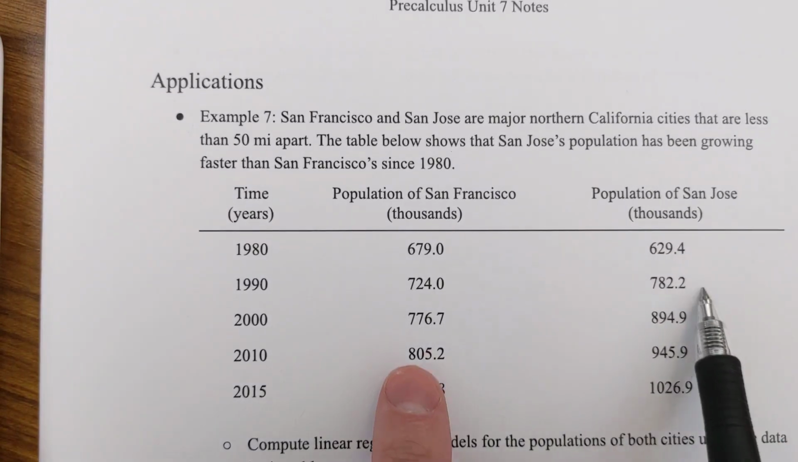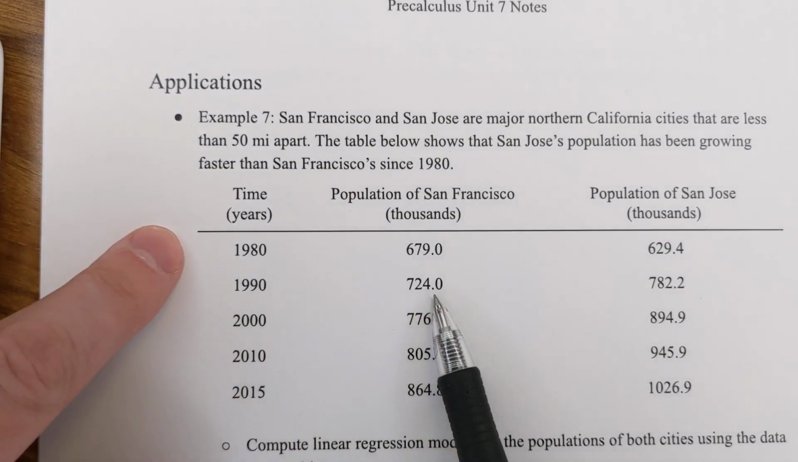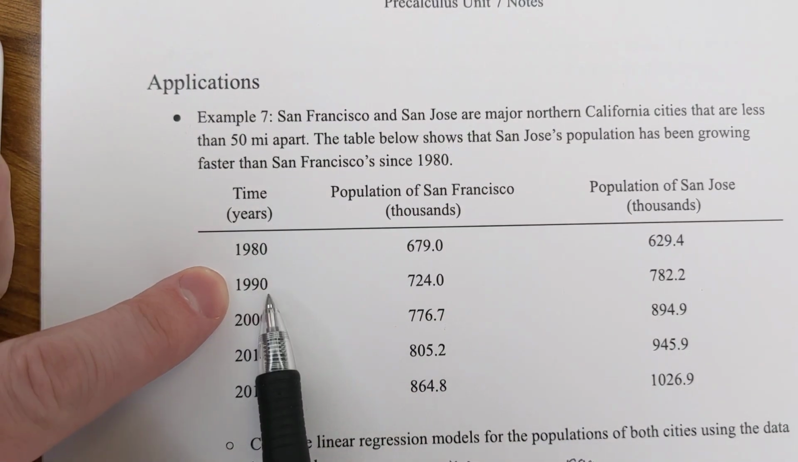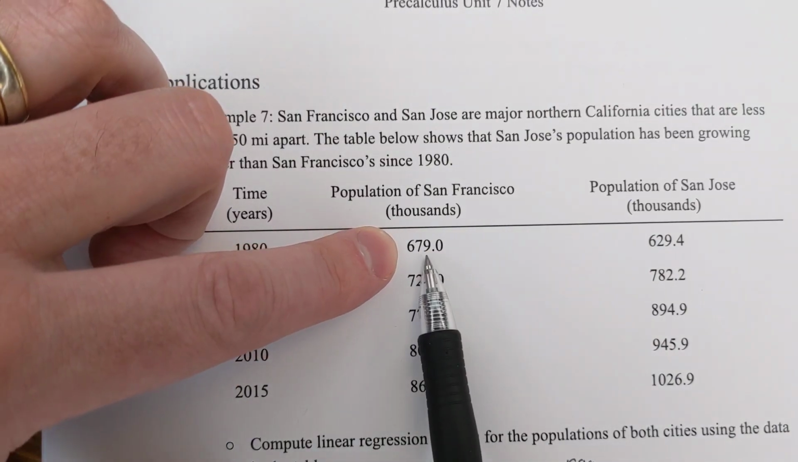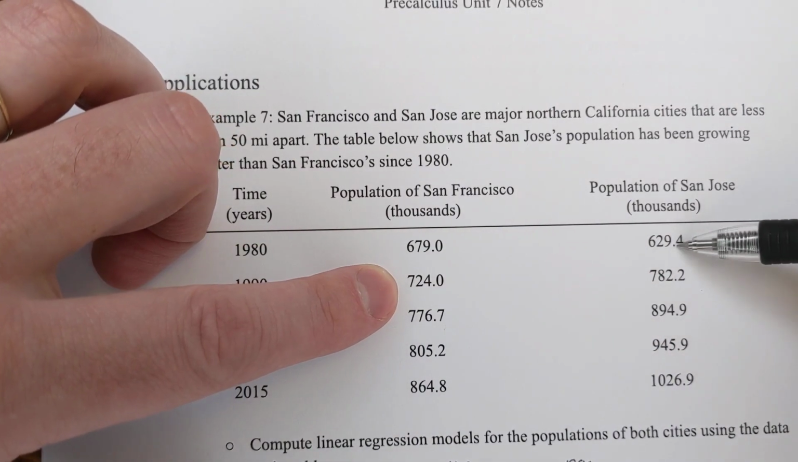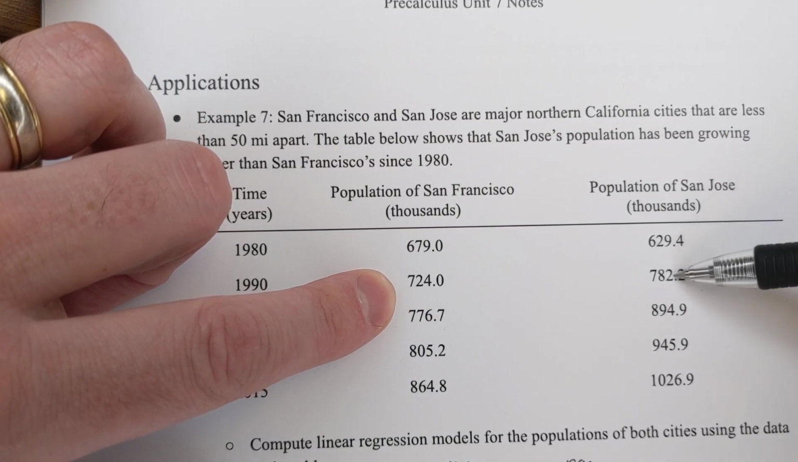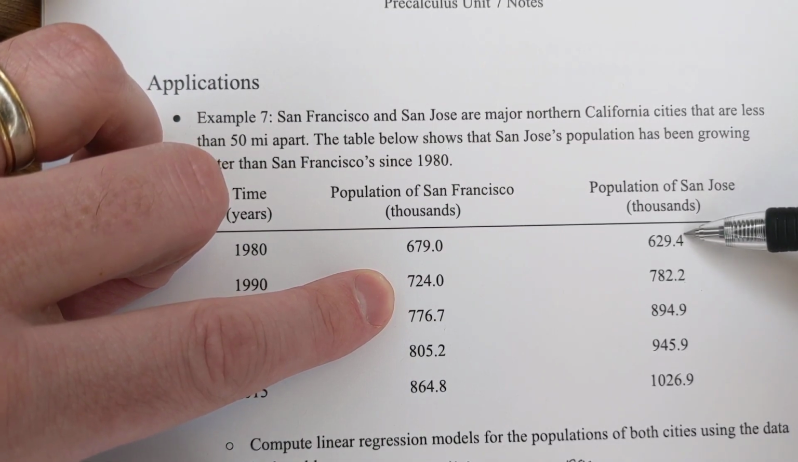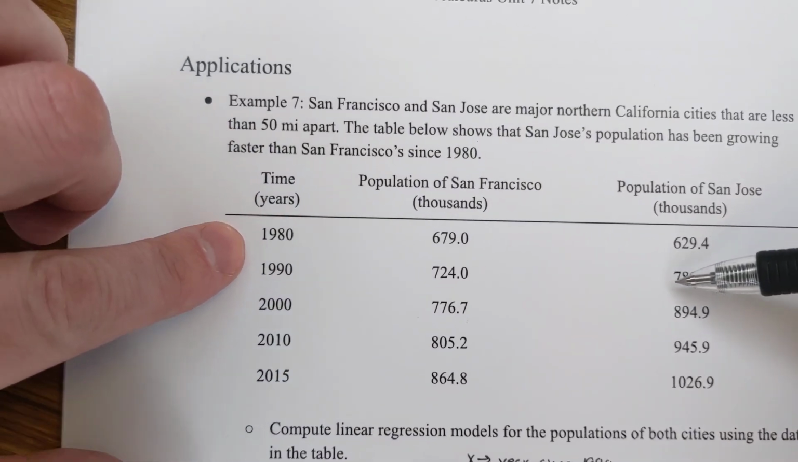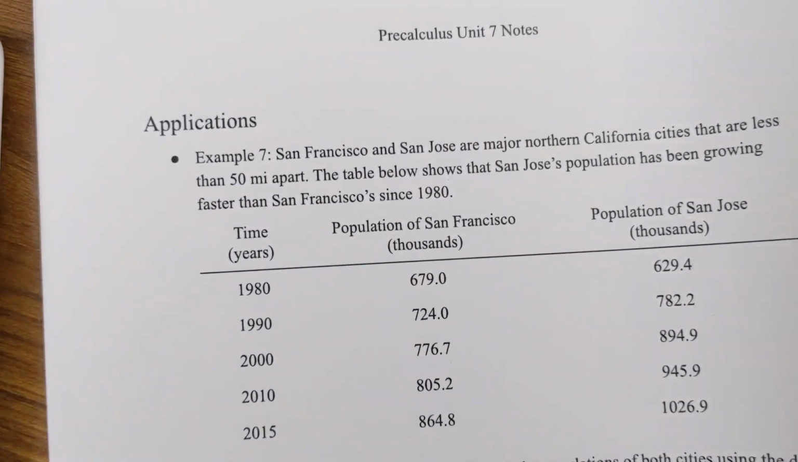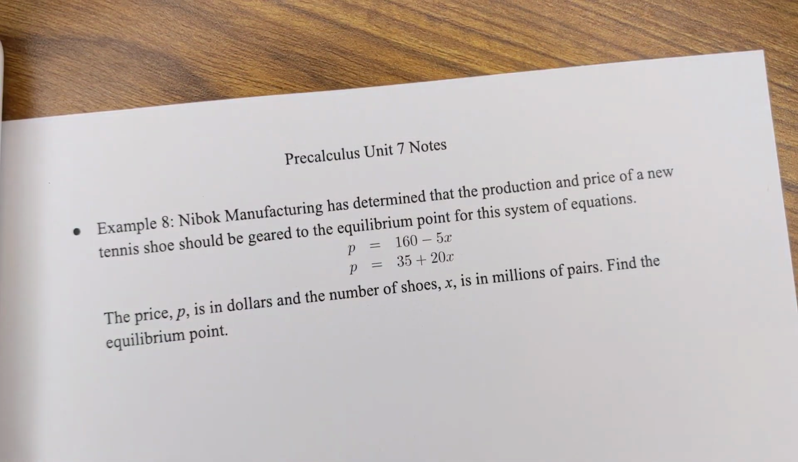So actually, if you notice, it crosses over. You should be able to tell it's somewhere between 1980 and 1990, because at 679 to 724, San Jose is already more than San Francisco. So the cross point has to be somewhere in here. San Jose is below here, but above here. So it crosses somewhere between 1980 and 1990.